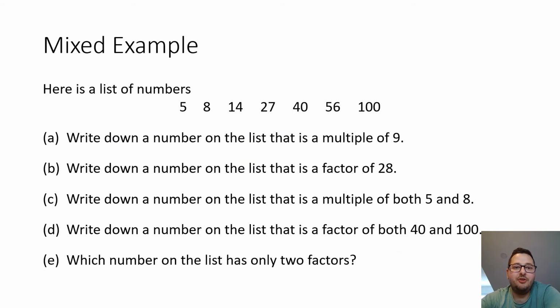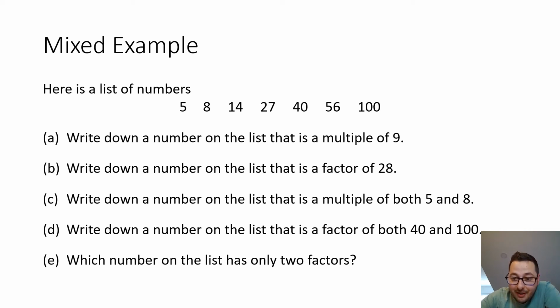Okay, and finally, let's just have a look at a mixed example. So this is kind of what a typical exam question might look like. It says here is a list of numbers. So we've got 5, 8, 14, 27, 40, 56 and 100. Part A says, write down a number on the list that is a multiple of 9.